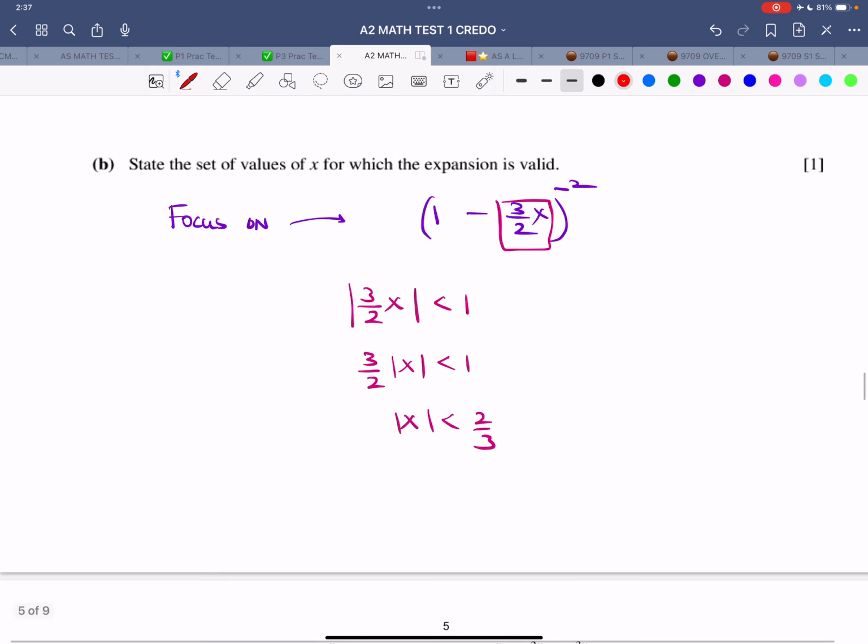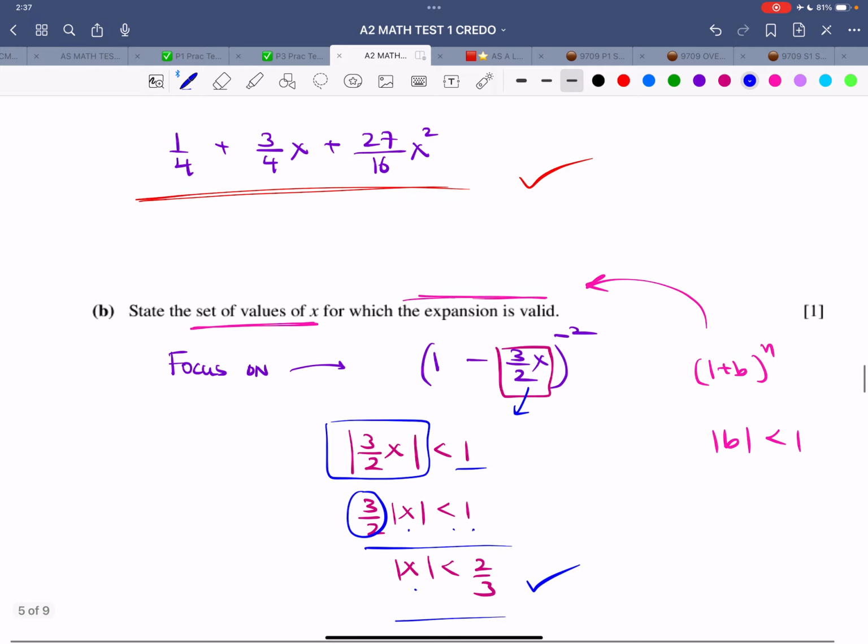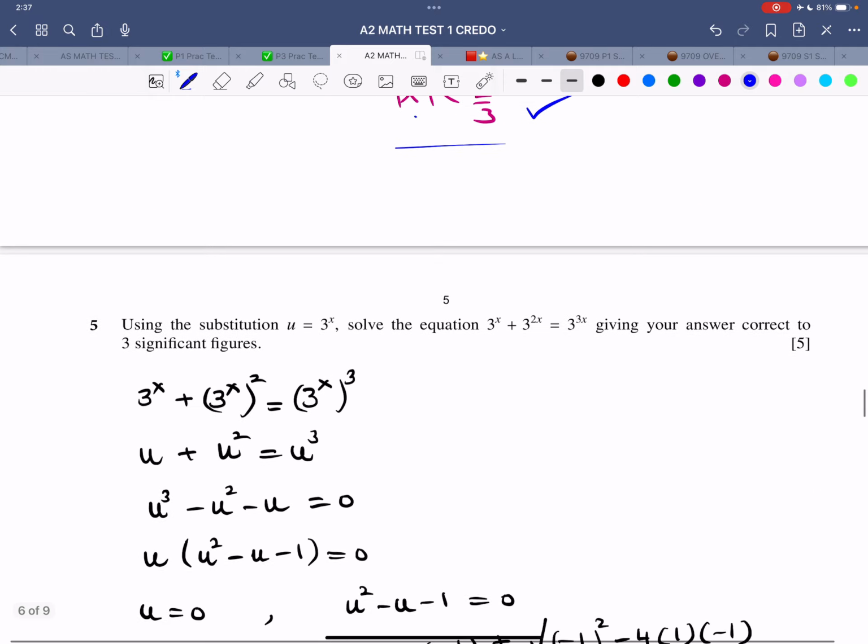Then it asks a question for 1 mark: state the set of values of x for which the expansion is valid. For (1 + b)^n, we say that the modulus of b should be less than 1. So what is b over here? This is in place of b. This modulus is less than 1. 3 over 2 is taken outside, so modulus x is less than 1 over that. Therefore, we multiply it, so modulus x is less than 2/3. We just do this much, and that's more than enough.